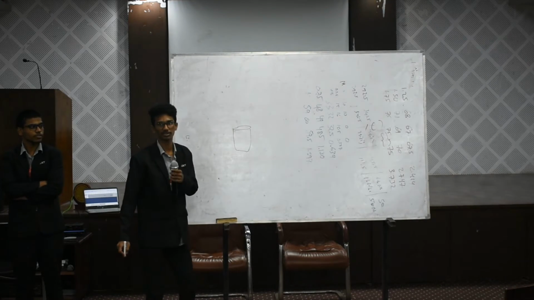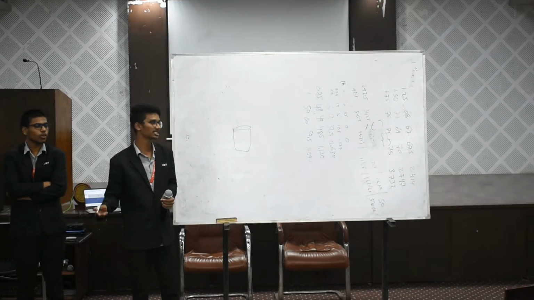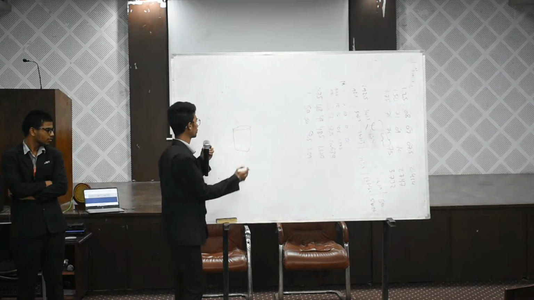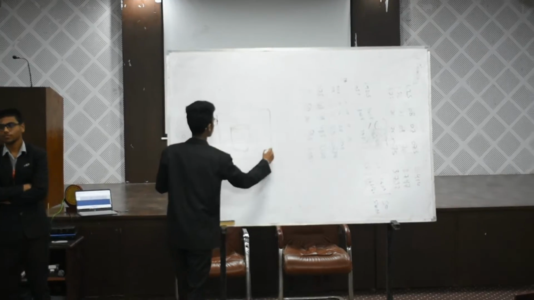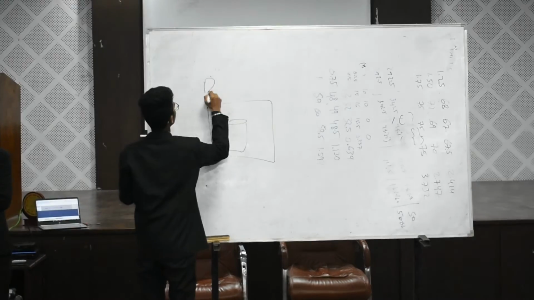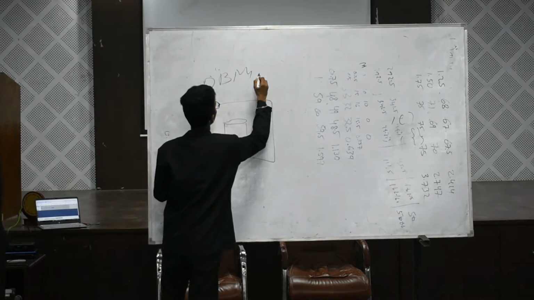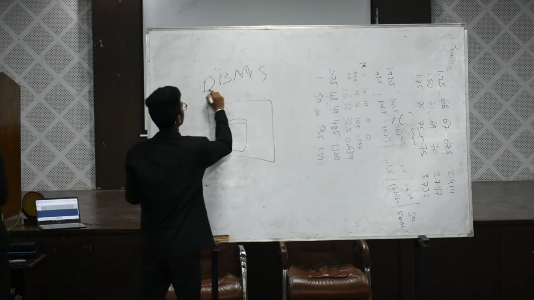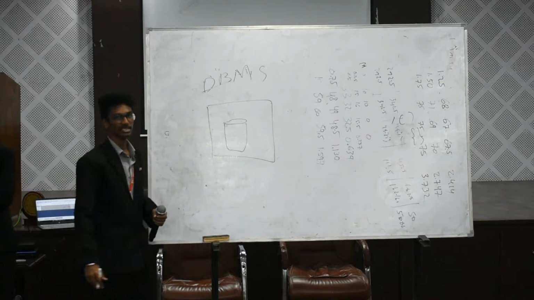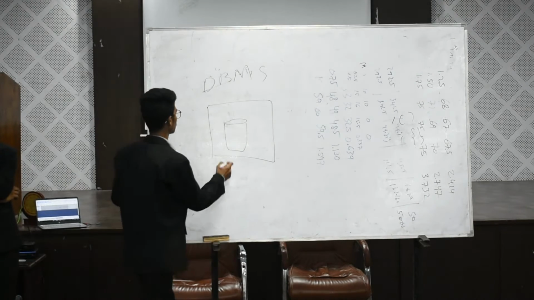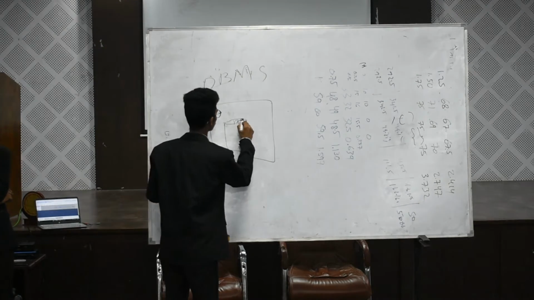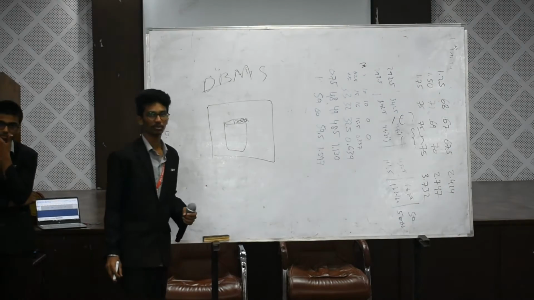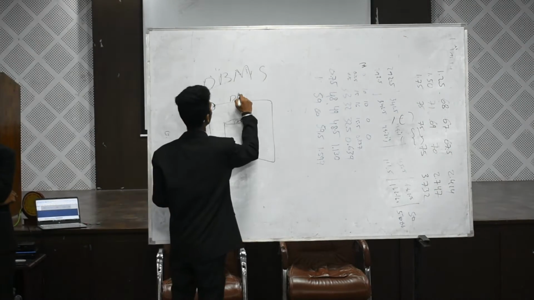Cylinder, it consists of some... just assume that it consists of some water. Now it is DBMS. Here database means data, which is a collection of data. The cylinder consists of some data. It is the DBMS.